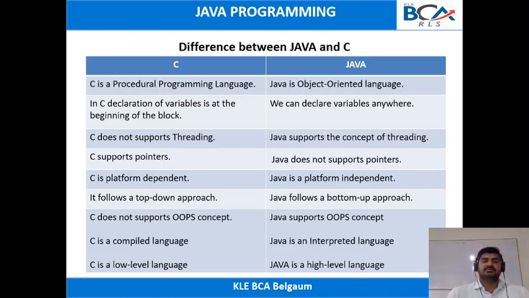The first difference is that C is a procedure oriented programming language, while Java is an object oriented language. A procedure oriented programming language is nothing but a structured programming language. A C program consists of a set of procedures, or you can say a set of methods. These methods will execute one by one. That's why C is a procedure oriented programming language.